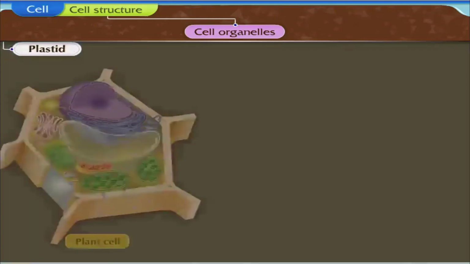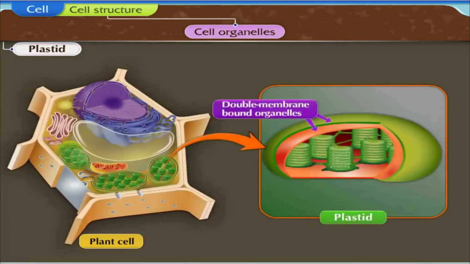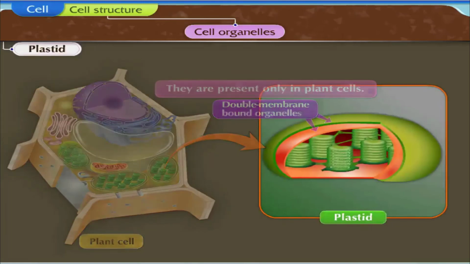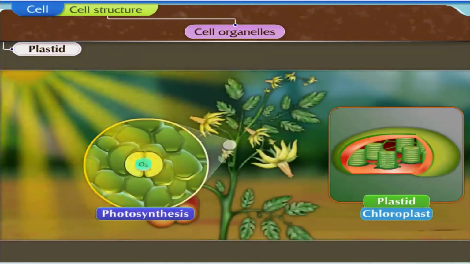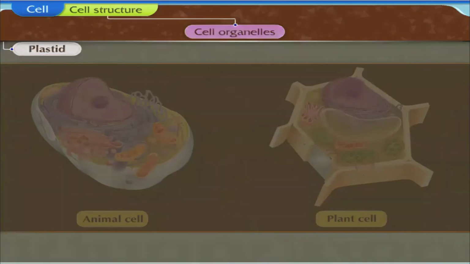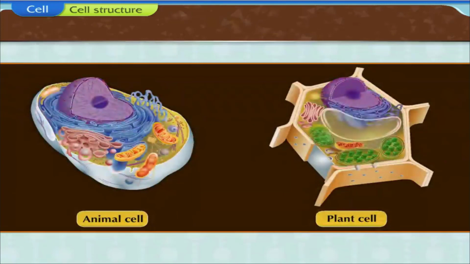Plastids. Plastids are double membrane-bound organelles present only in plant cells. Chloroplast is a type of plastid. They carry out the function of photosynthesis in plant cells and help them in synthesis of food. Come, after studying about microscopic cells in detail, let us now proceed to study about microscopic organisms.